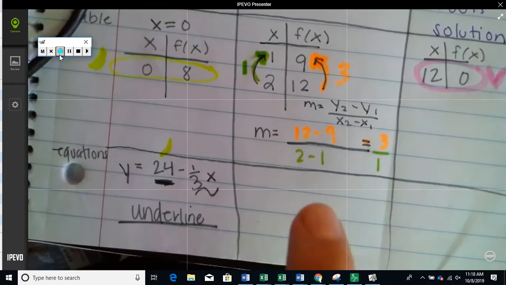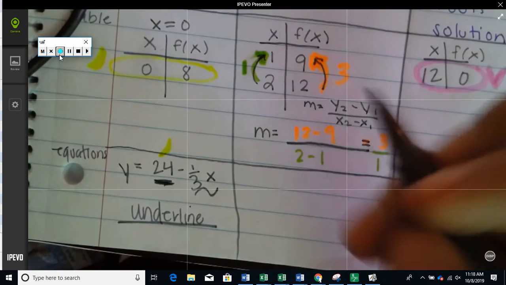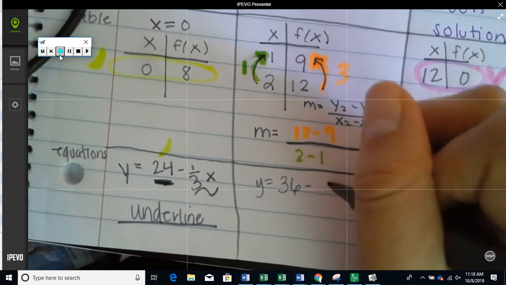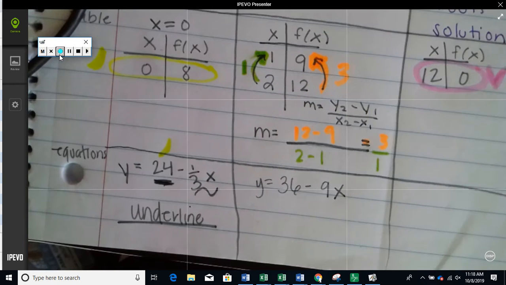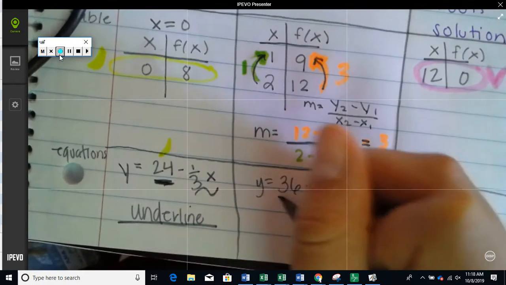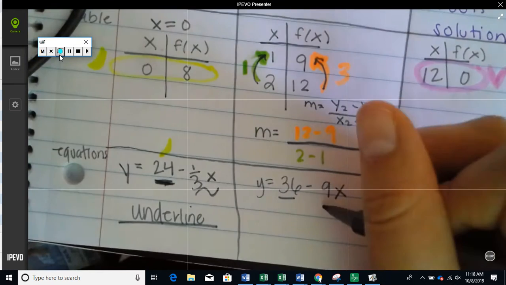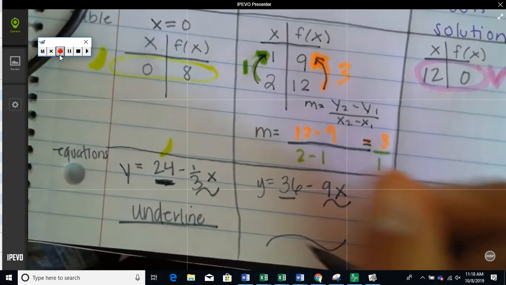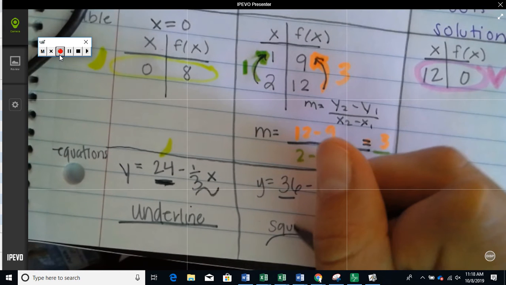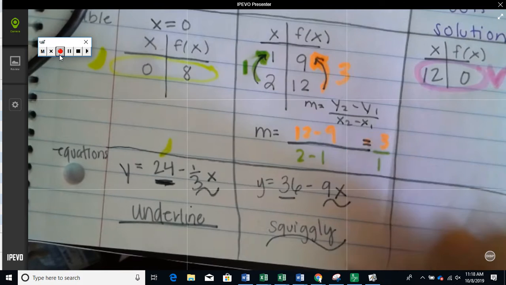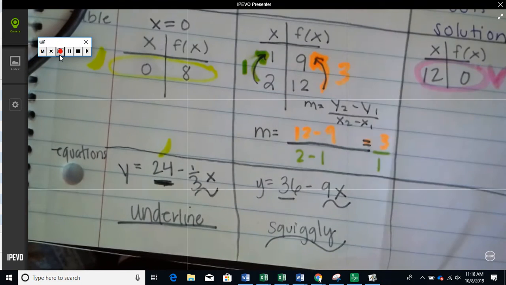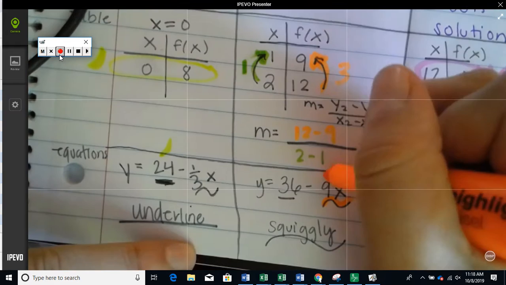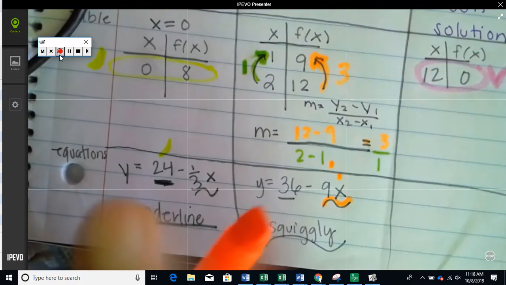Alright, so for the slope, I'm going to have you write a different equation. We'll make it 36 minus 9x. We do the same thing for slope. We underline if it doesn't have x, and we squiggly when it does have x. So, for the slope, it's the one that you squiggly. It's the coefficient of the x. So for this one, I'm going to squiggly this one with my orange, and above it, I'm going to draw my steps.